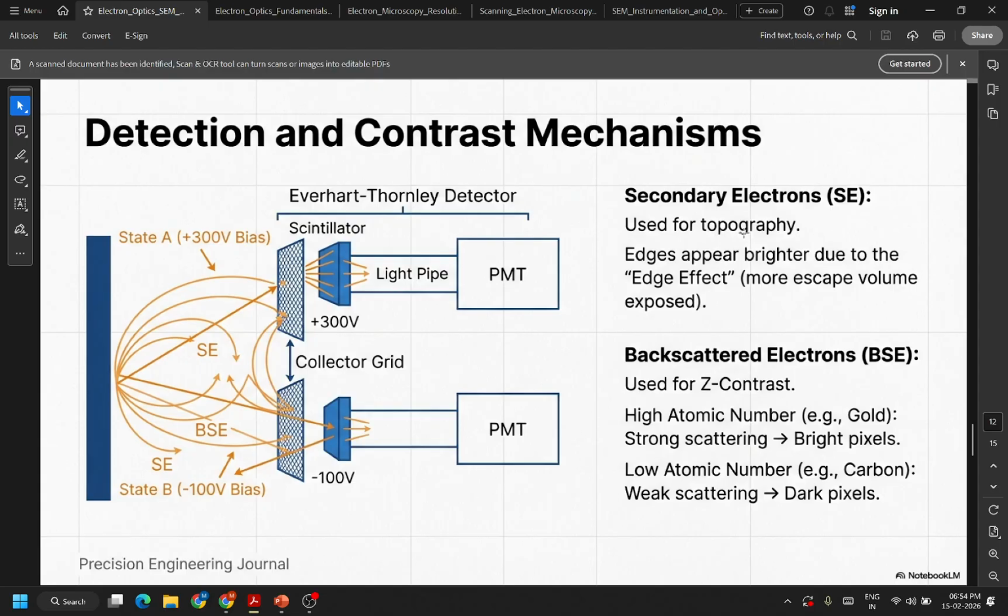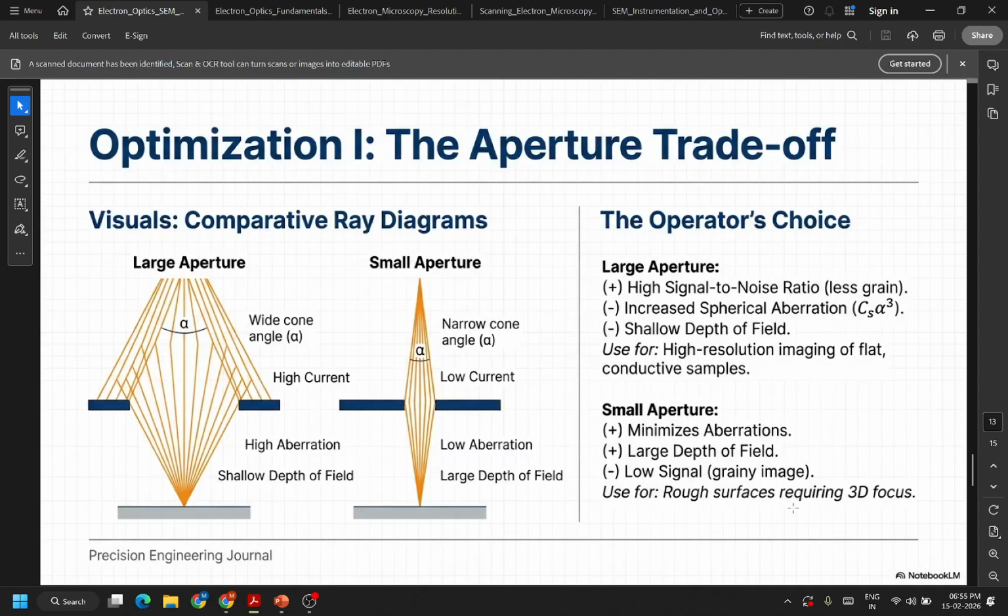Our secondary electrons are used for topography, where the edges appear brighter due to the edge effect, since the exposed volume is higher, and the backscattered electrons are used for Z contrast, that is higher atomic numbers will scatter strongly because they have a larger nucleus, so they will appear bright, whereas lower atomic numbers will scatter weakly, so they will appear dark.